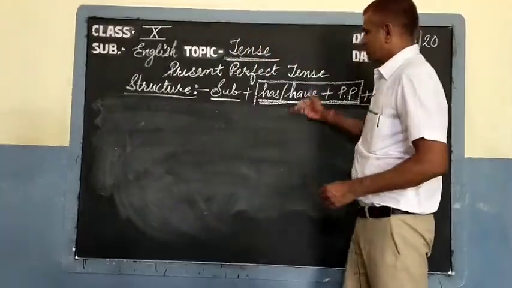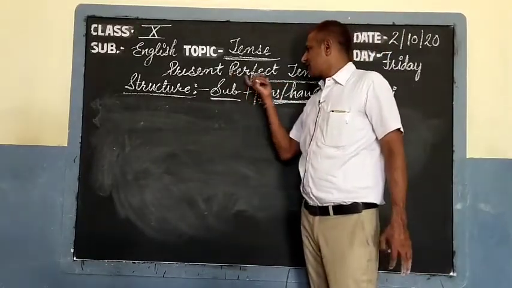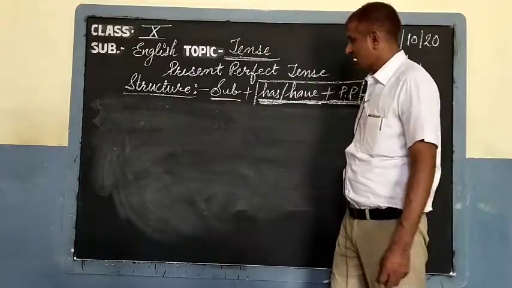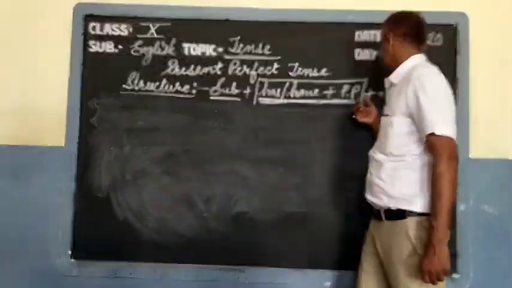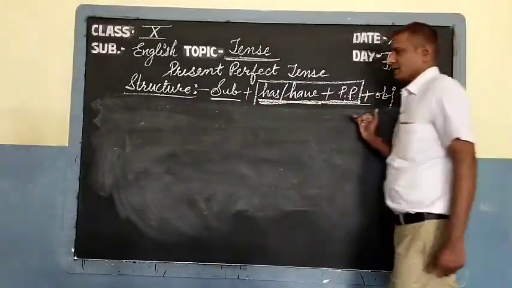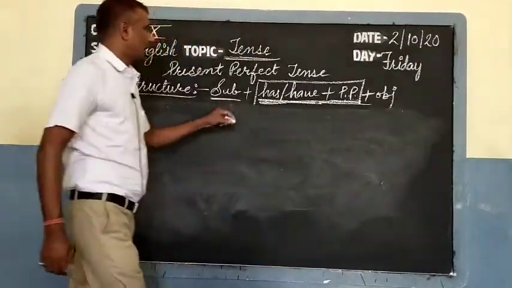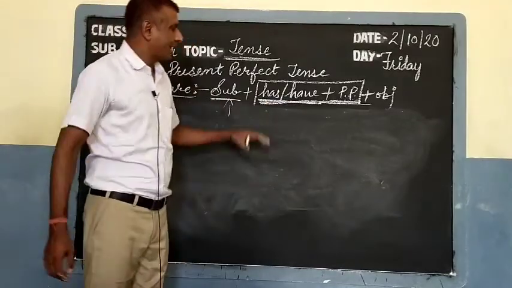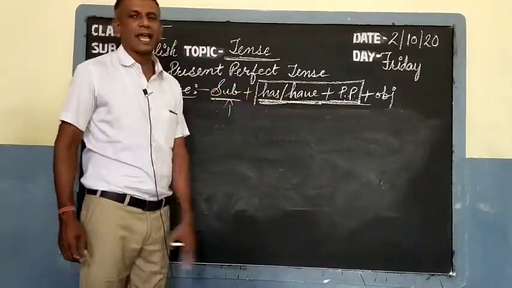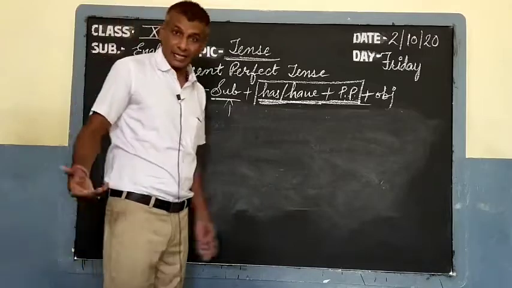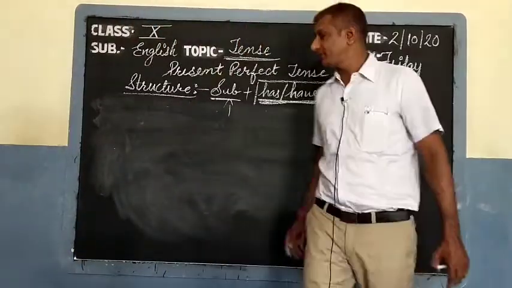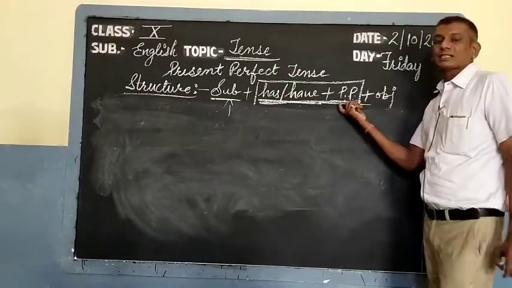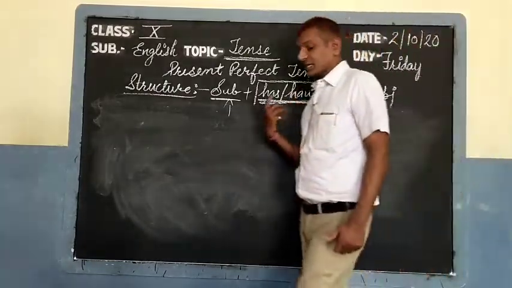So today I am telling you the present perfect tense. What is the structure of present perfect tense? See, subject plus has/have plus PP form, and object. Your subject, you know, then has or have. Where we use has and where we use have, I have told you already in the present indefinite tense. Then the past participle form. This is the structure.